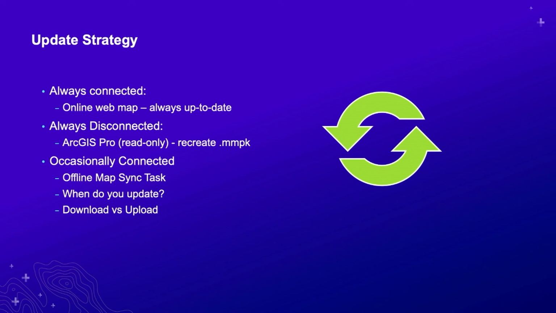In the occasionally connected mode, you would use the offline map sync task, and you can determine when to update based on the workflows that you're trying to support. Maybe you want to update once a week. Maybe you want to update daily. Maybe you want to update hourly. Maybe you want to update every single time you get a reliable connection. These are all supported with the runtime, and it's about looking at your workflow and then making the appropriate API calls when you need to update.